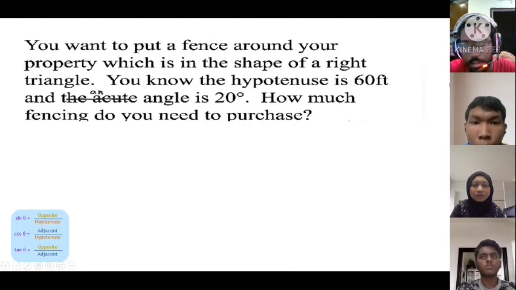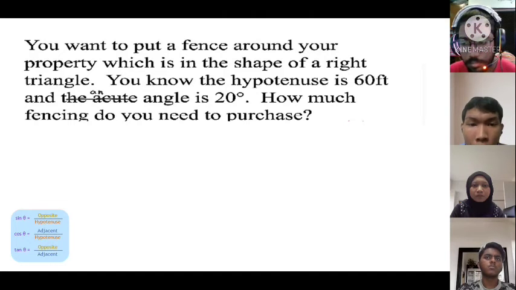You want to put a fence around your property which is in the shape of a right triangle. You know the hypotenuse is 90 feet and the angle is 20 degrees. How much fencing do you need to purchase?